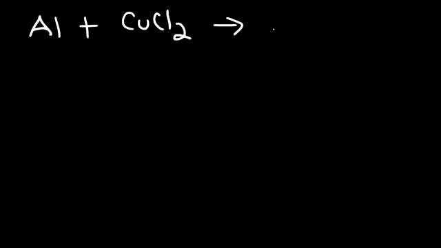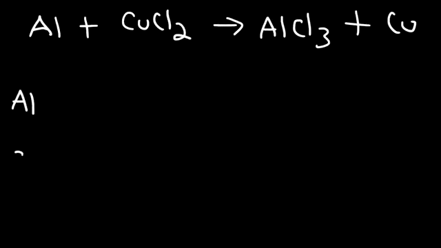Now let's talk about how to balance a single replacement reaction. So here we have aluminum reacting with copper chloride, and it's going to produce aluminum chloride plus copper. Take a minute and try this problem. So we have aluminum, copper, and chlorine.